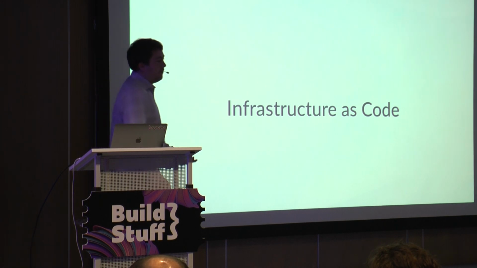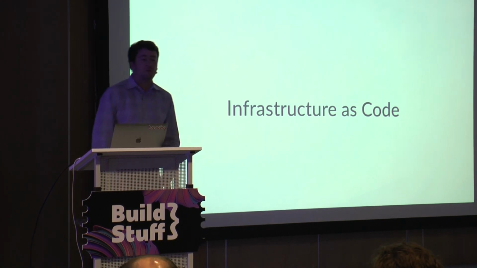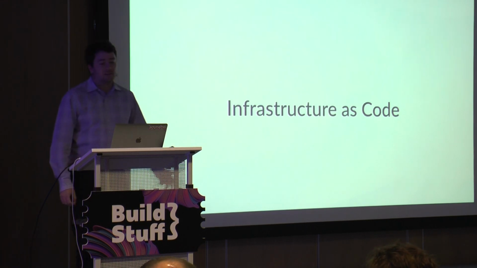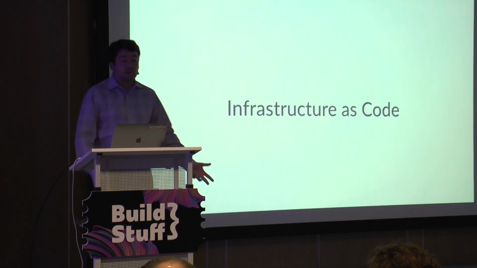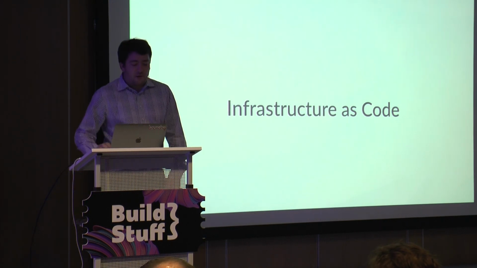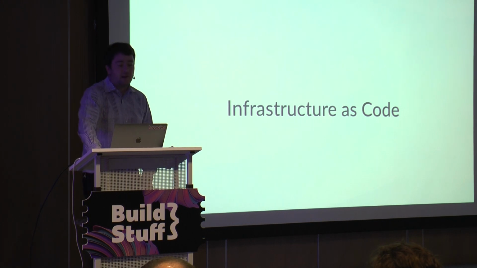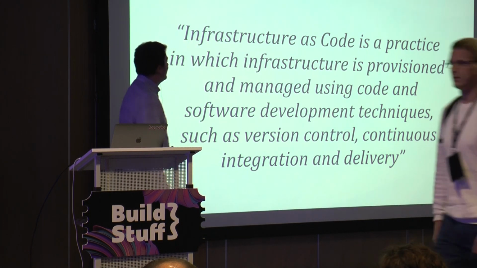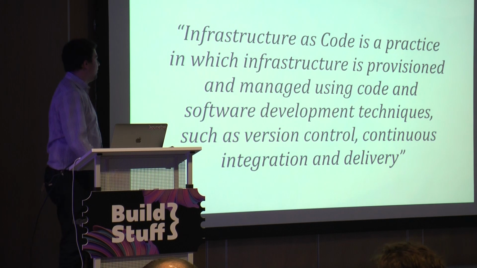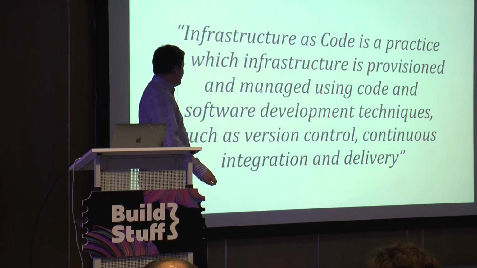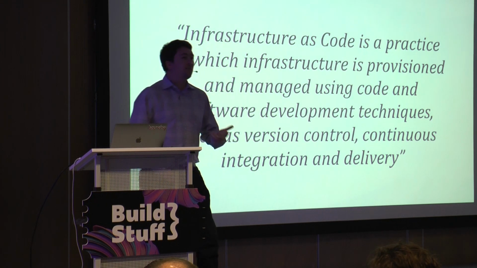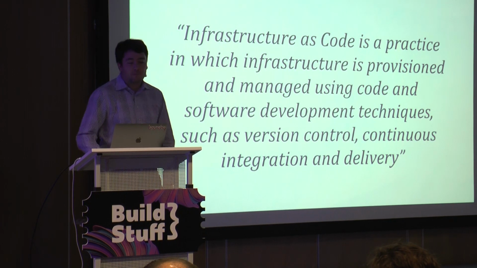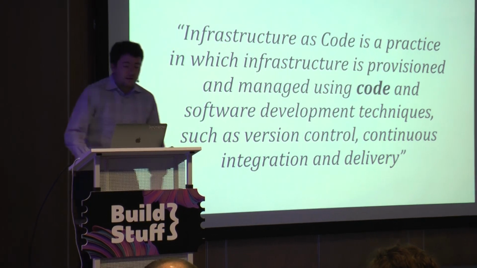So the idea of infrastructure as code is a fairly modern practice. People were talking about it in the late part of the 2000s, and it came to prominence in the mid-2010s as the adoption of cloud increased significantly. One of my favorite definitions of it is from Chris Munns, who's one of the evangelists at Amazon Web Services. His definition is that infrastructure as code is a practice in which infrastructure is provisioned and managed using code and software development techniques, such as version control, continuous integration, and delivery. In other words, taking all the good stuff that you would normally do while writing applications and applying it to infrastructure code. So let's pull this apart a bit.